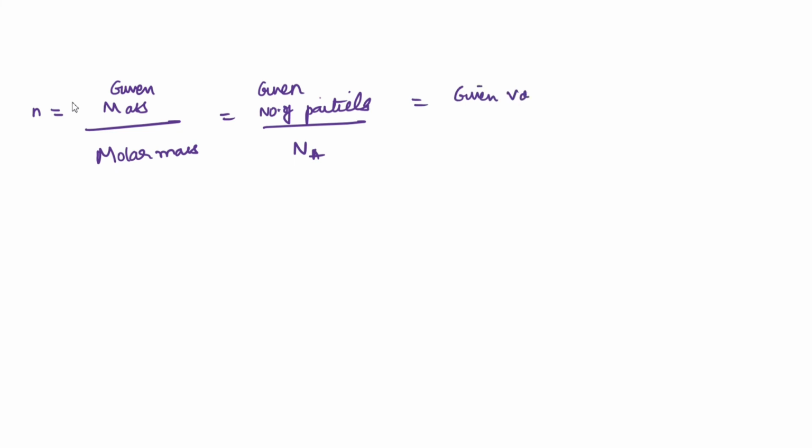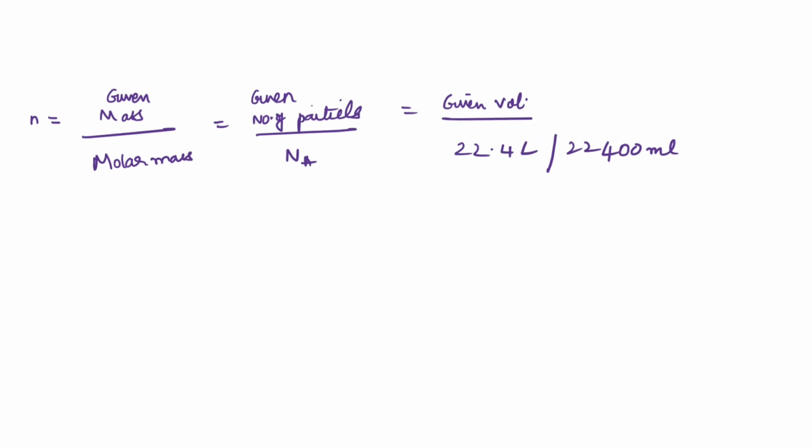So what is n equal to? That is, the number of moles is equal to the given mass divided by molar mass, the given number of particles divided by the Avogadro number of particles, the given volume divided by 22.4 liters or 22,400 ml. Okay, so these are the three things you need to remember, which are used in all the questions which we'll be solving further. So now let's solve a few questions on the mole concept.